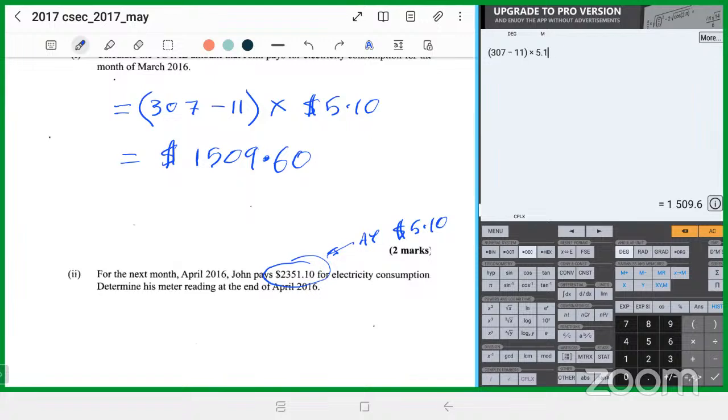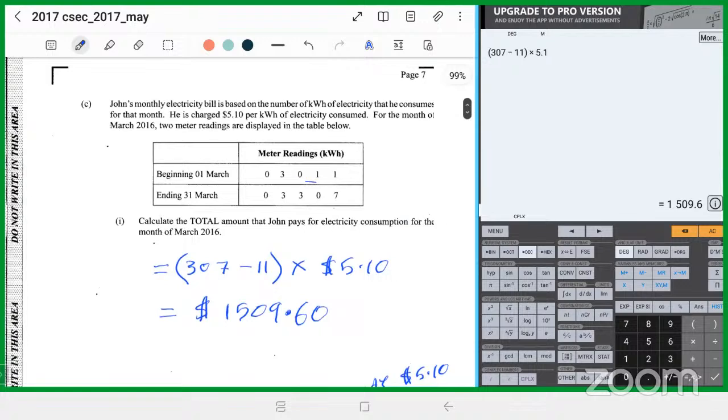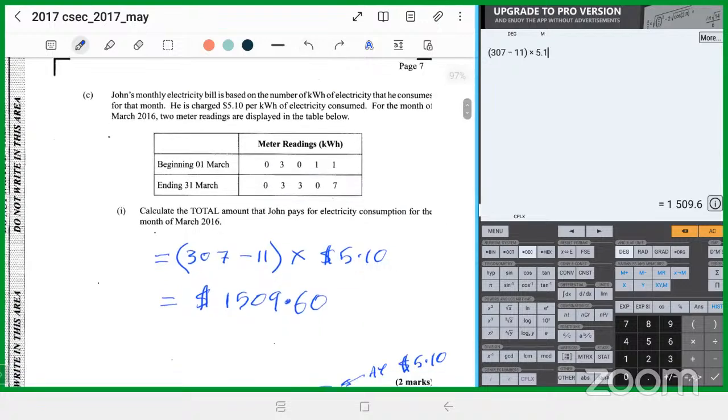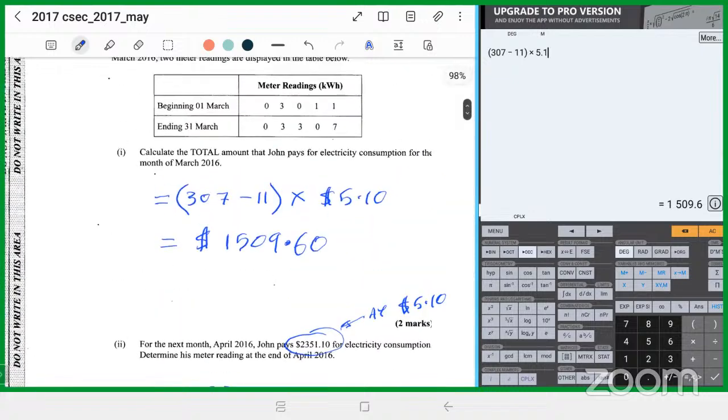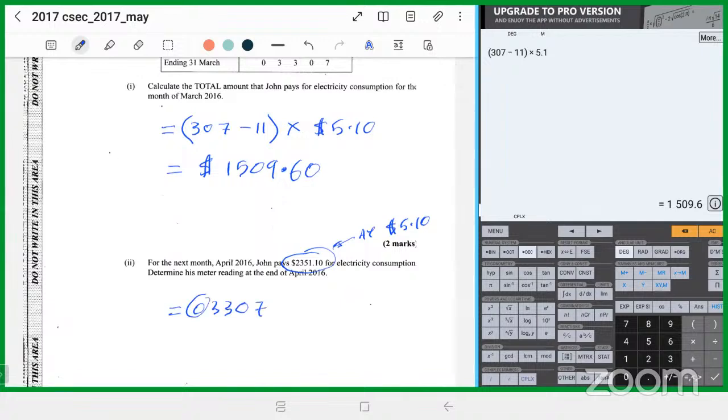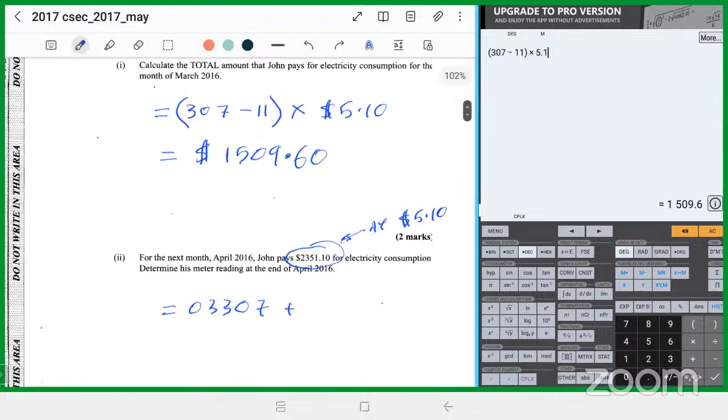And the question is asking us to determine the meter reading at the end of April. So the meter reading at the end of April is going to be equal to the meter reading at the end of March, which is this, 03307. I'm just putting back the 0 there. It's immaterial, but I'm calculating what the final meter reading is supposed to be. Plus the amount that he consumed. The amount that he consumed is the total that he paid divided by the rate. So I'm just going to write it as a simple equation.